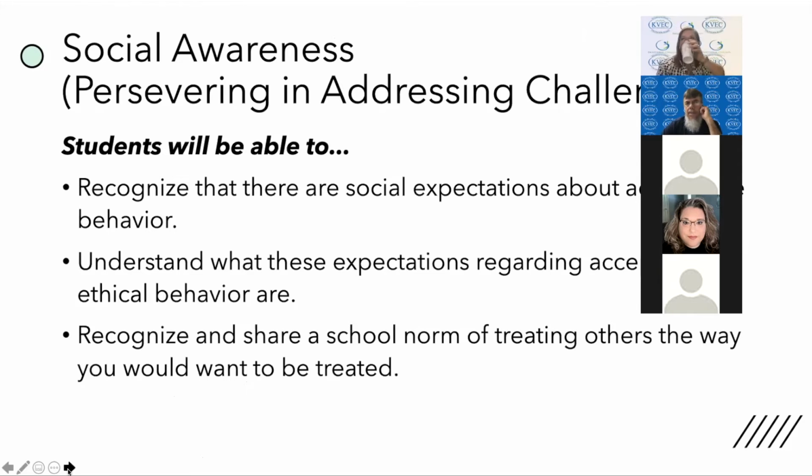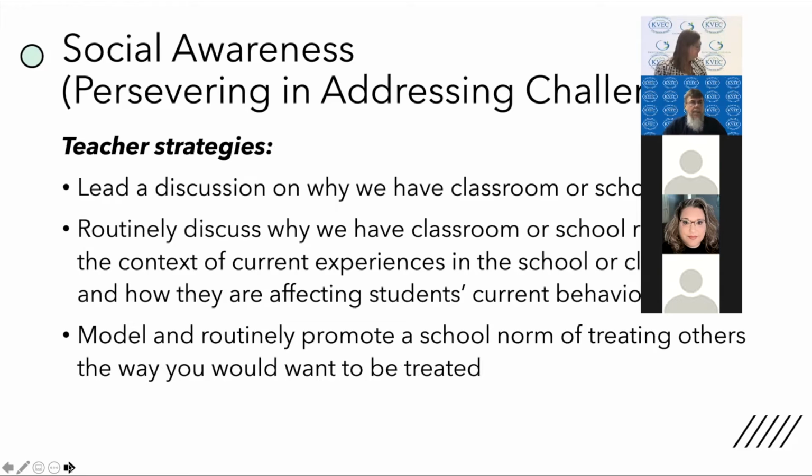So when we're looking at social awareness, we're also looking at our students being able to persevere in addressing challenges they may face, recognize social expectations about acceptable behaviors, understand what these expectations are, and recognize and share a school norm of treating others the way you'd want to be treated. And so some teaching strategies for persevering: lead a discussion on implicit rules, how to act in different contexts, during different settings, different situations.